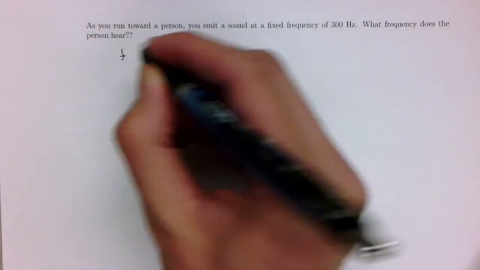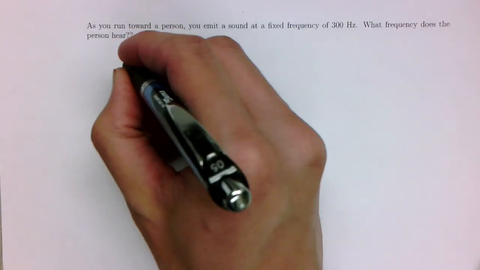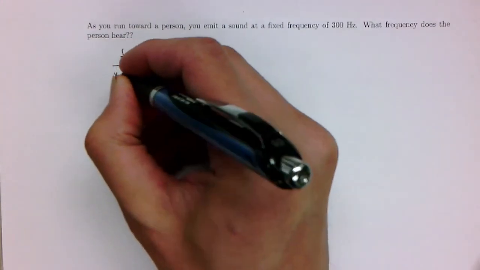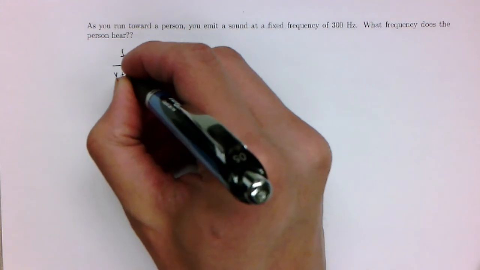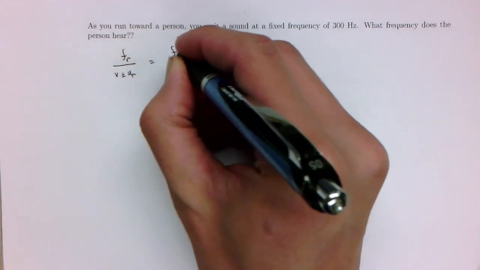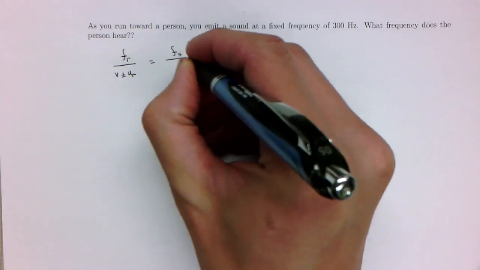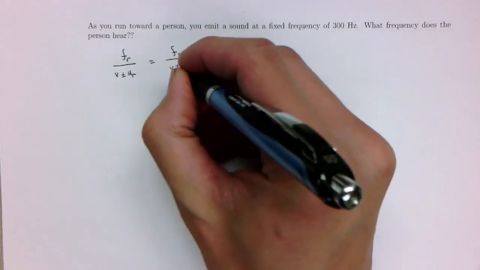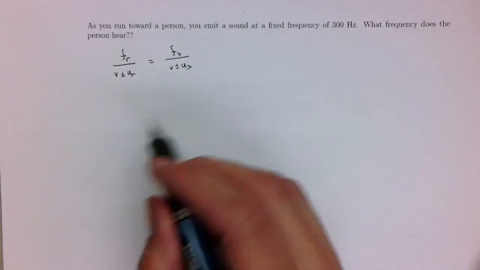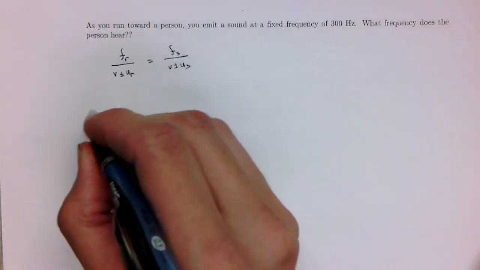So the frequency of the receiver will be the velocity of the sound medium plus or minus the velocity of the receiver. This is equal to the frequency of the source, v plus or minus the speed of the source. Now, in order to solve this problem, we have to consider this situation.